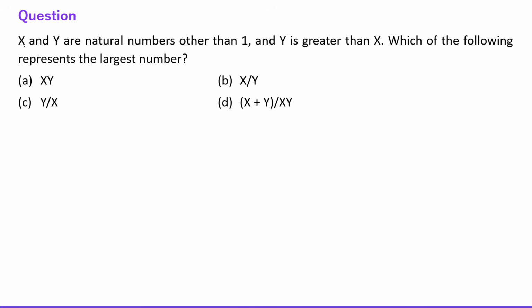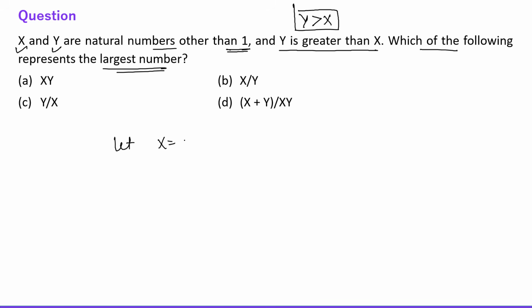Next question is, x and y are natural numbers other than 1. Both are natural numbers and y is greater than x. Which of the following represents the largest number? Let us assume x is equal to 4 and y is equal to 5. They are saying x is less than y. So x into y is what? 5 into 4 is 20.